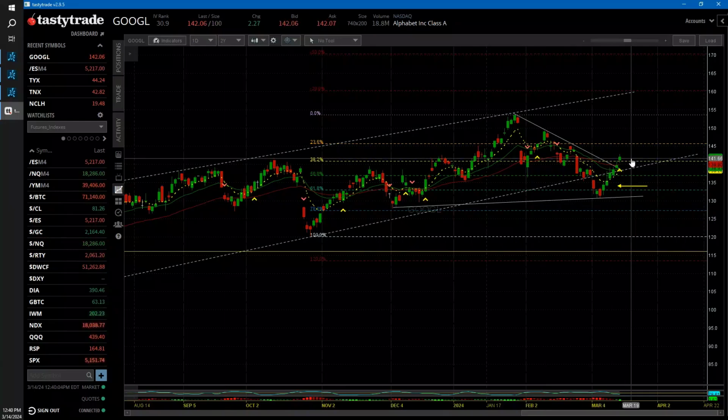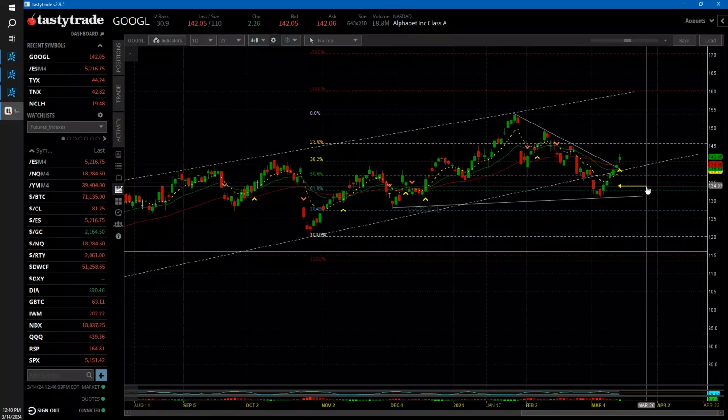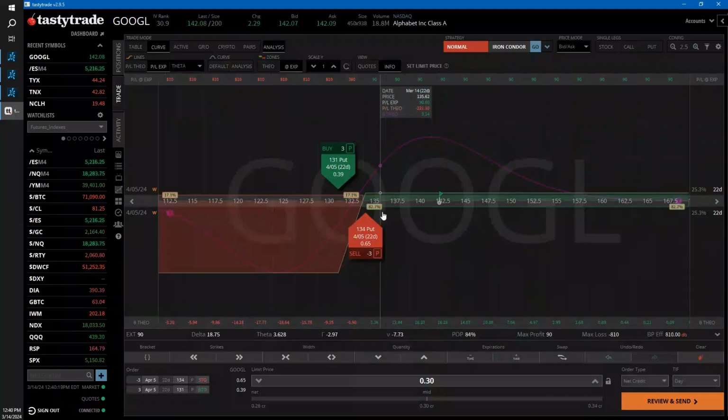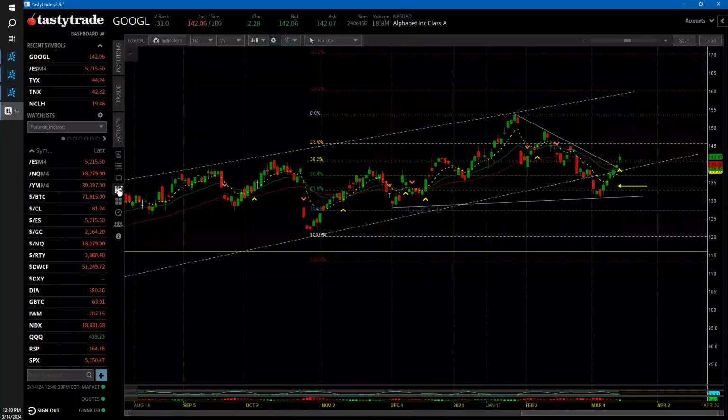Continuation of the move to the upside. Time frame is out to April the 5th, just after the first of the month, to gain a trade that's got a probability of success in the 83 percentile level. So any profit has an 83% potential to make us money.